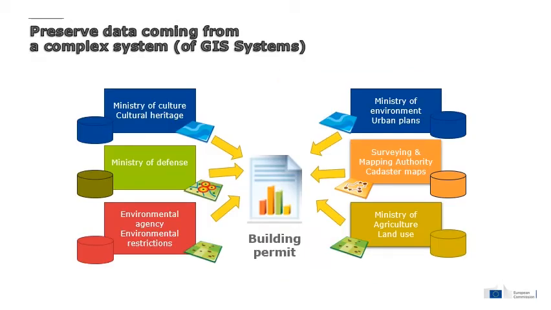Then, if we combine this to an even greater level, we see that often information packages or information products are created from multiple GIS systems. And in order to preserve the possibility of creation of such an information product, this is, for instance, an example of a building permit, that in order to create it, you need to access GIS systems in the Environmental Agency, Defense Agency, Ministry of Culture, Ministry of Agriculture, Ministry of Environment, and so on.